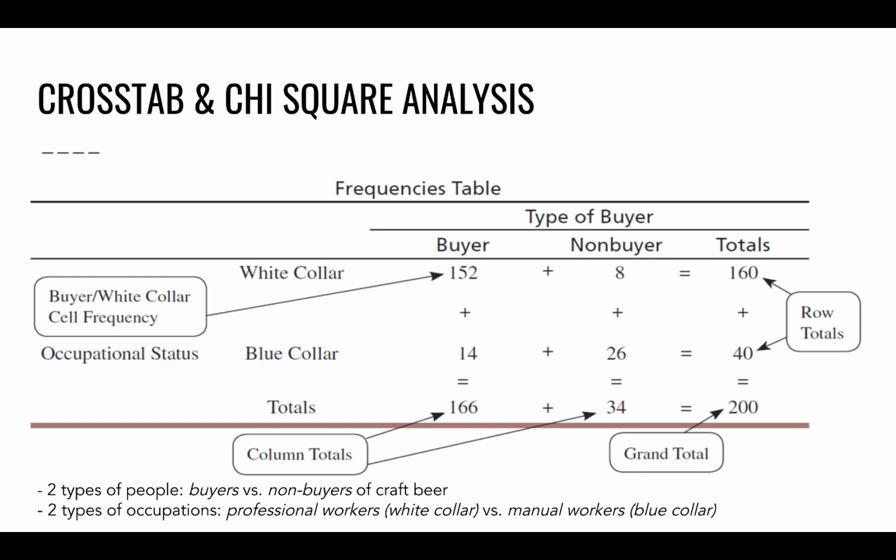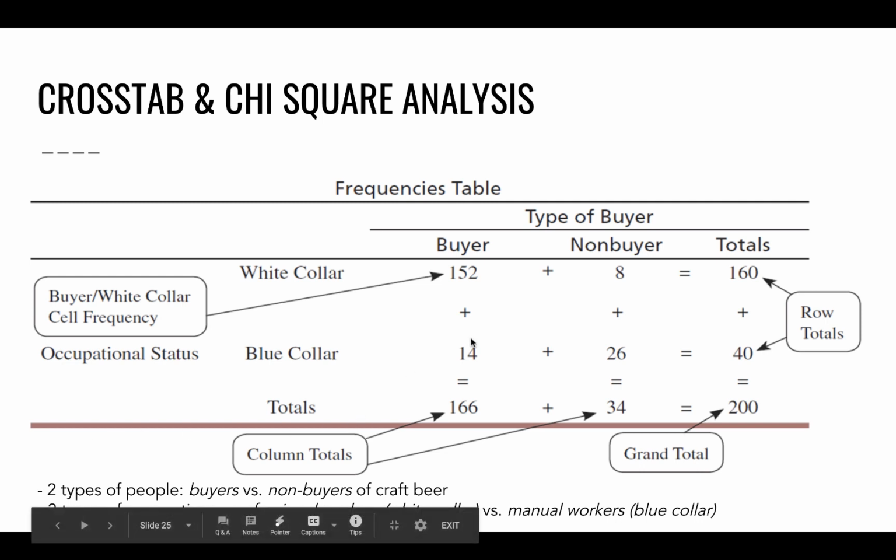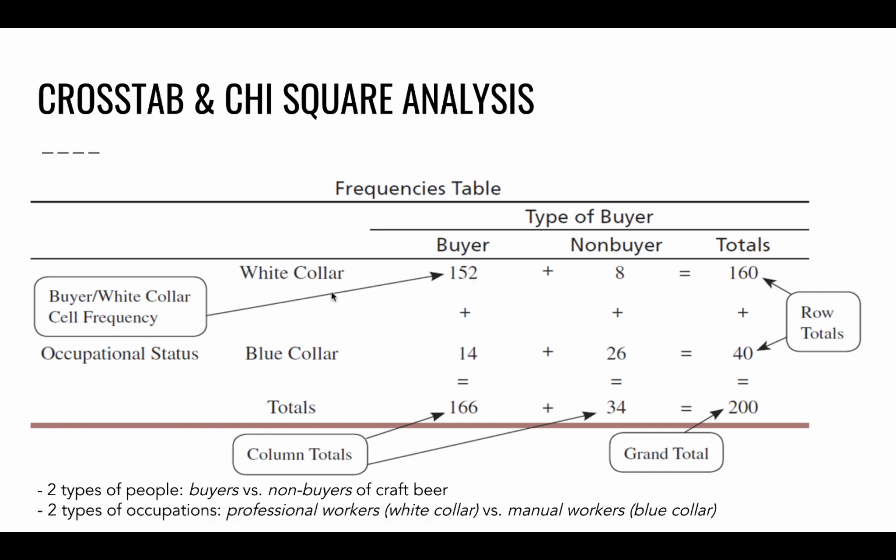So if you look at a frequencies table with data in it, a very simple crosstab table, you could see the actual raw frequencies here. You see there's 152 people who are buyers of craft beer and also white collar workers. 8 people are non-buyers of craft beer and are white collar workers. 14 people are buyers of craft beer and blue collar workers, and 26 people are non-buyers of craft beer and blue collar workers. This makes for a total sample of 200 people.